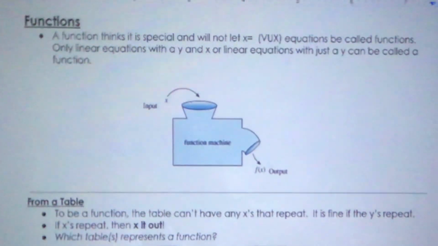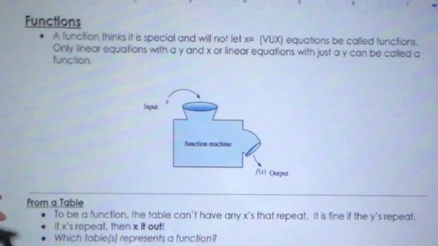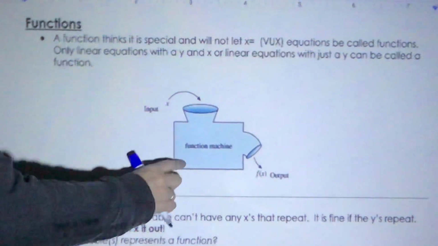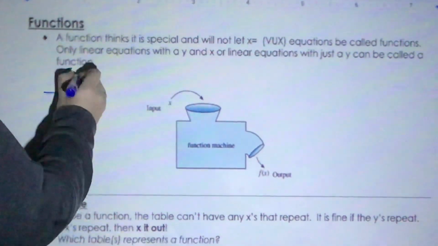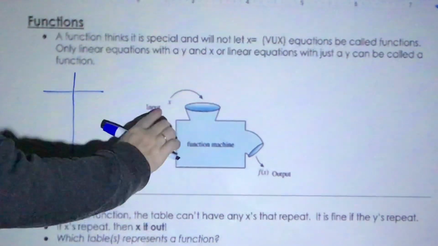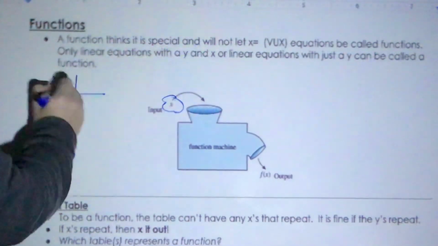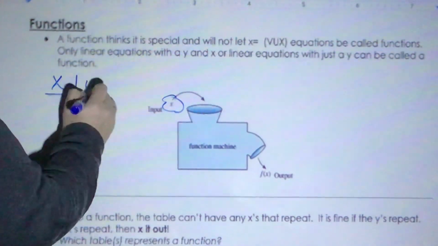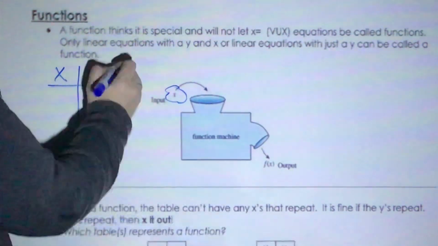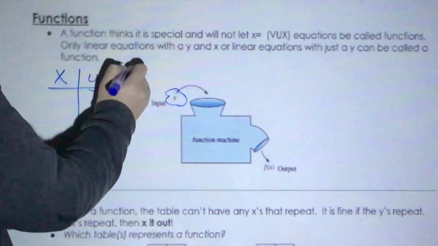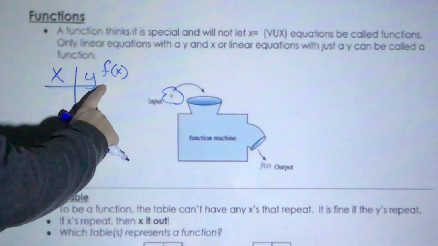So functions, you've actually worked with functions all year long. Most of the work we've done has been with functions. In grade school, you did input-output machines or function machines. The input in math is called the x. The output is called the y. And we'll talk about some other ways of writing it. Instead of writing y, you could also write f of x, which is a fancy way of writing the y. Or you could just say output.